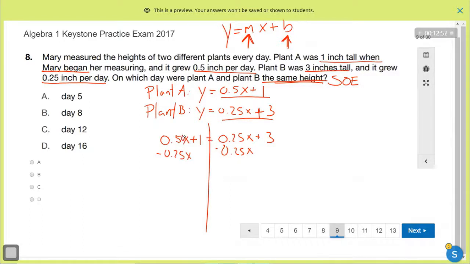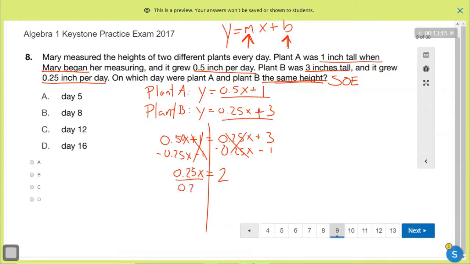And to help me, I'm going to remember that this is really a 0.50. And at the same time, I'm going to move this 1 over there so that I get 0.5x minus 0.25 leaves me with 0.25x, because these will cancel out. And on the other side, these cancel out, leaving me with 3 minus 1, which is 2.